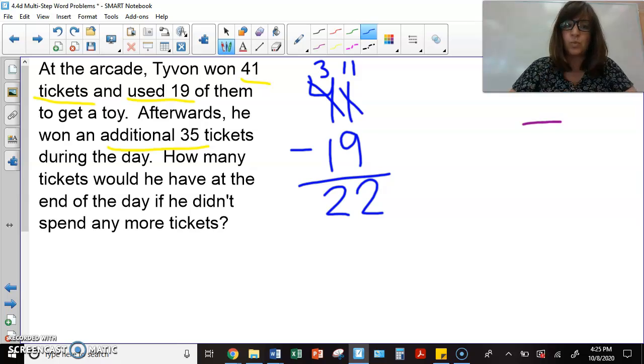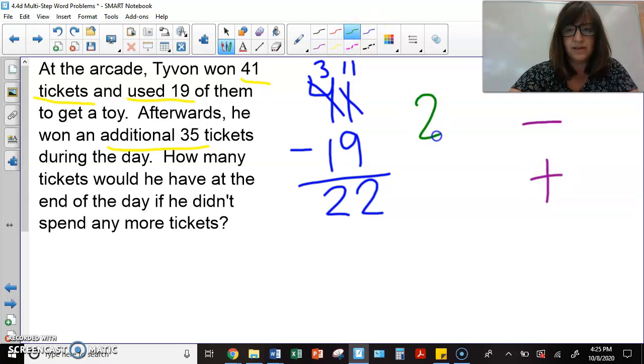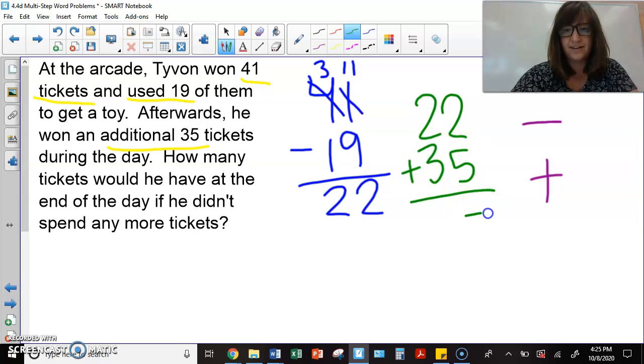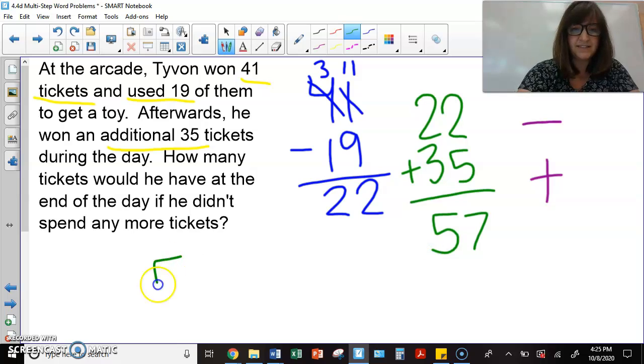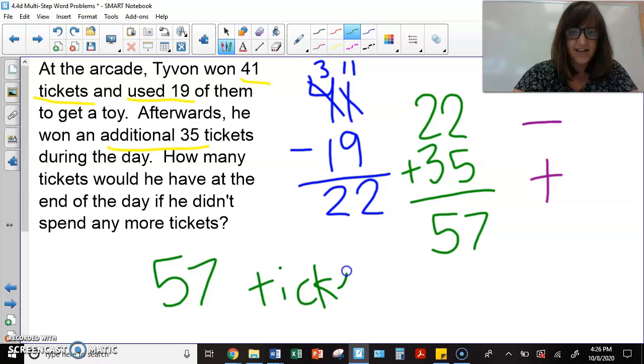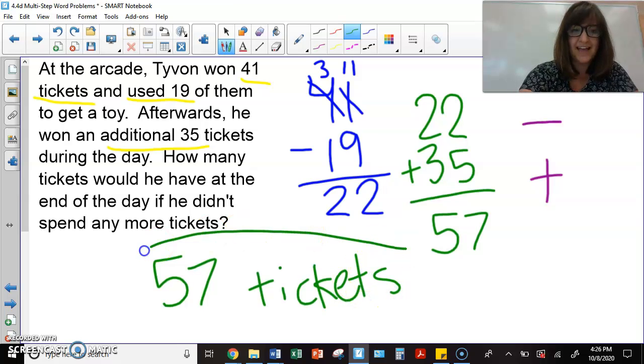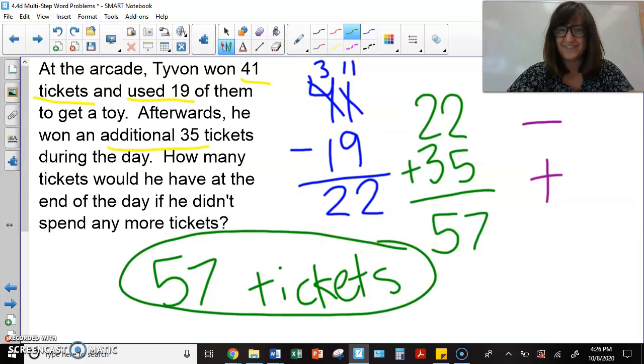But now he wins an additional 35. So he's getting more, so that's an addition problem. So I take 22 and I am adding 35, which means he gets 57 tickets. And that's how many he has if he doesn't spend any more throughout the day.